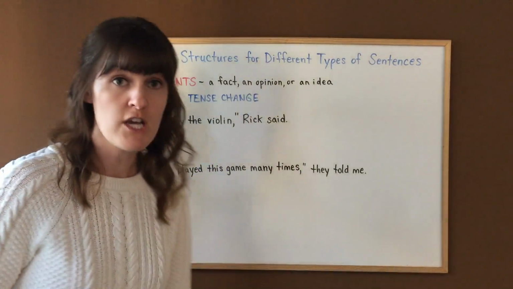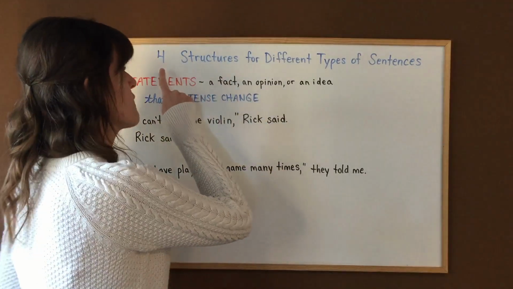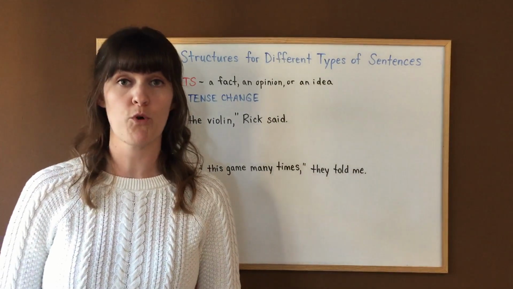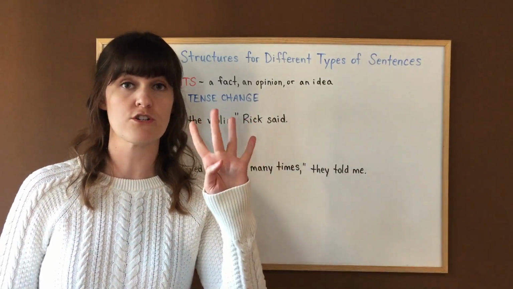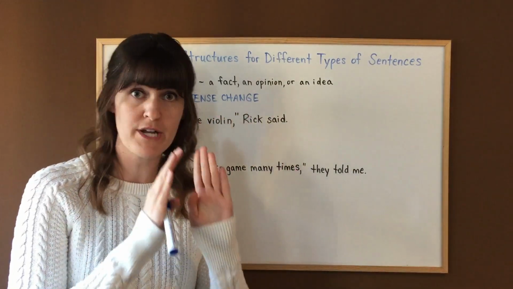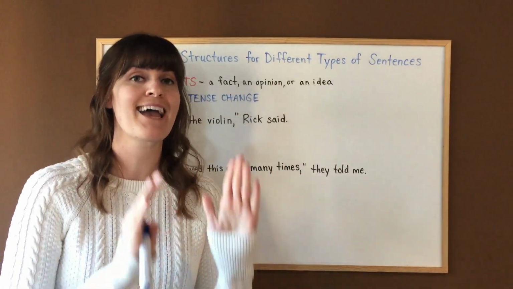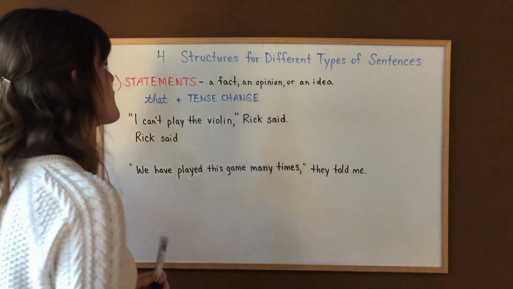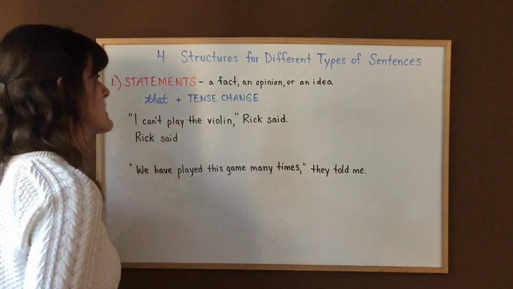Okay, in this video, you are going to learn 4 structures for different types of sentences in reported speech. There are 4 structures, 4 of them. We're going to look at each one of them one by one. So don't worry, I'm going to make it very easy for you. The first one is statements.